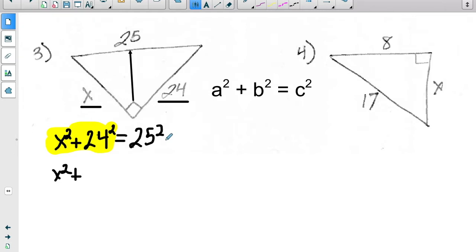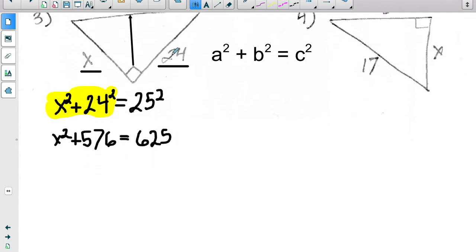You can just pull up a calculator, your TI-30XS, and type in 24 squared. If you type that in, it'll tell you that it's 576. Then we're going to do 25 squared. If I type in 25 squared in the calculator, I get 625. So we get these here.